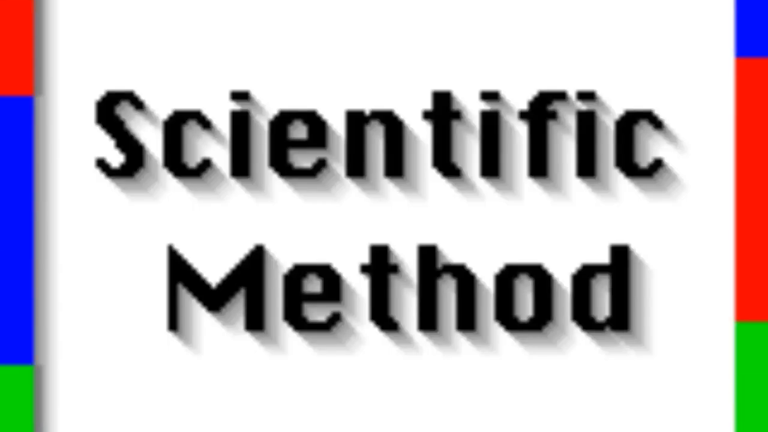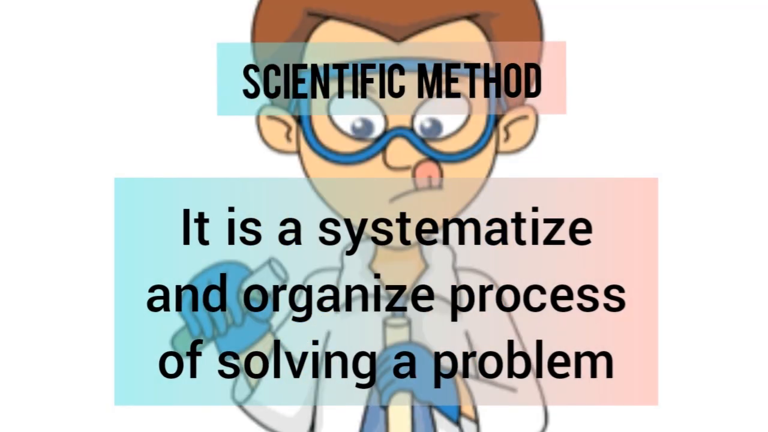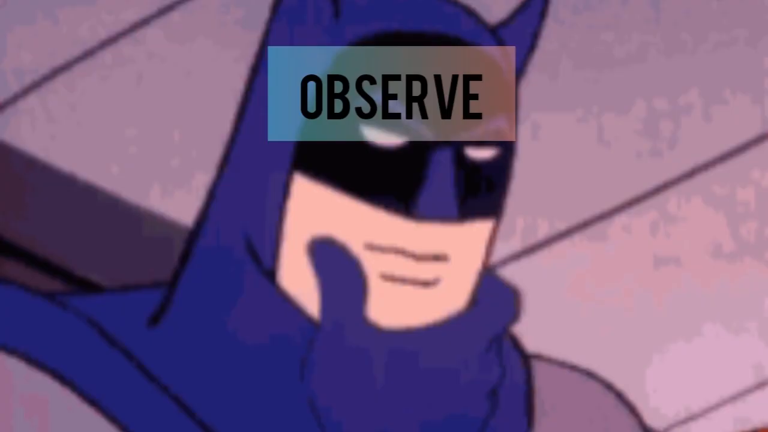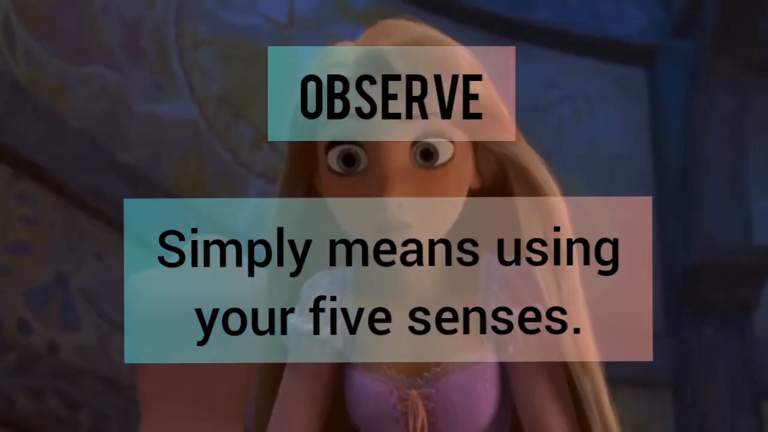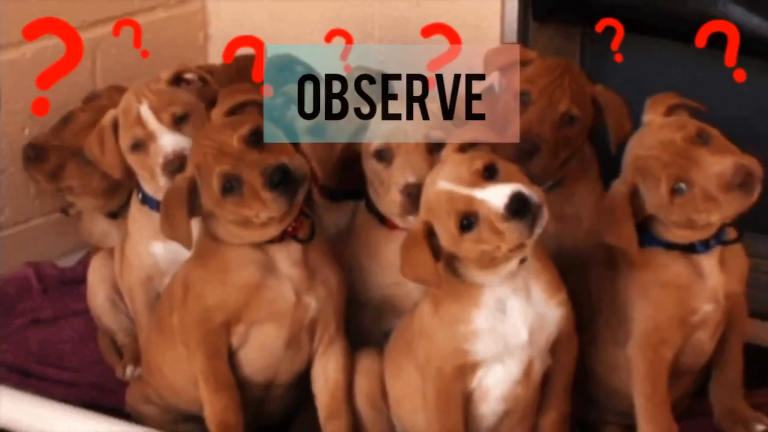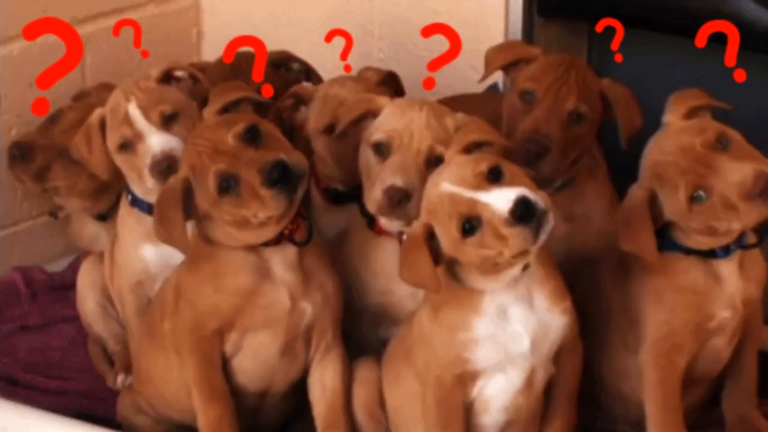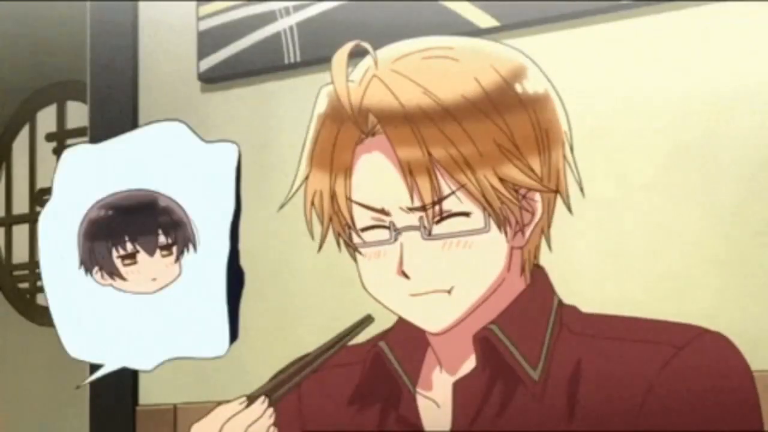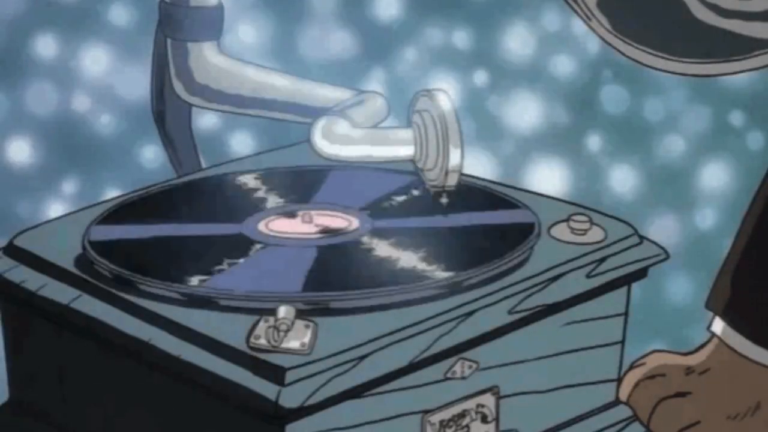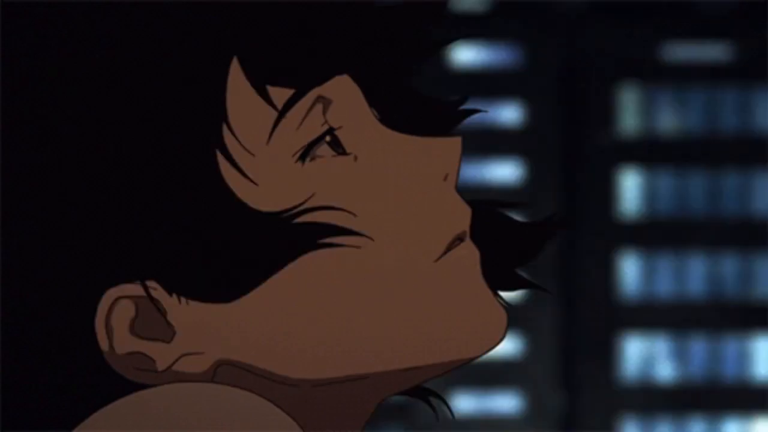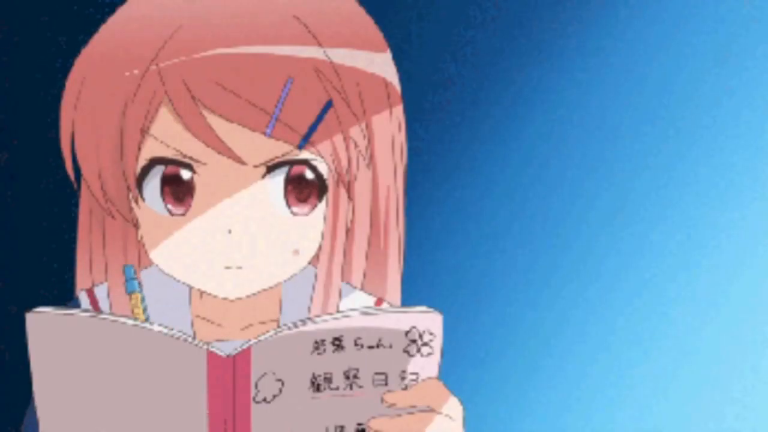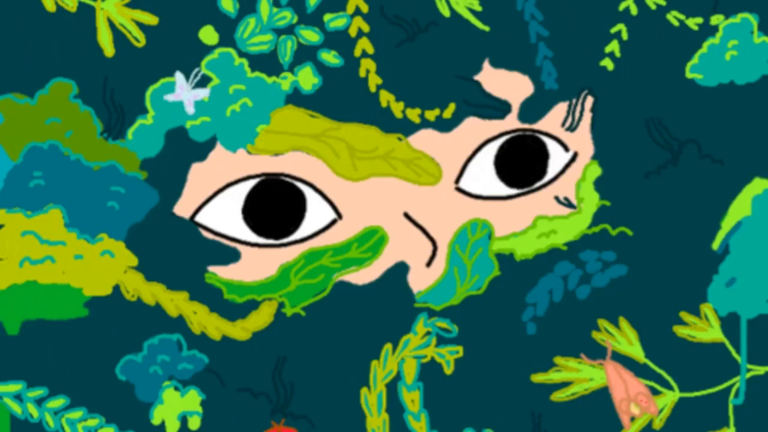What is scientific method? Scientific method simply means a systematized and organized process of solving a scientific problem. Observe in scientific method simply means using your senses. Yes, your 5 senses. By using your senses, you can tell if it's raining outside, or if the food you ordered tastes great, or if you're listening to music, if you feel pain, or just by simply watching this video. It's observing. In observing, you can tell what is an existing problem.